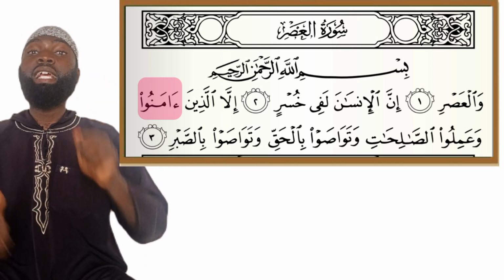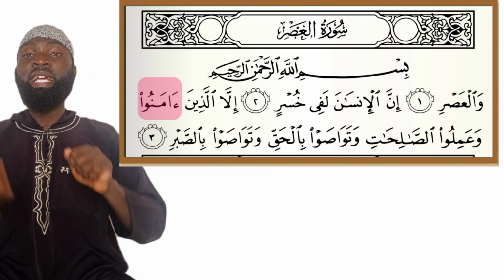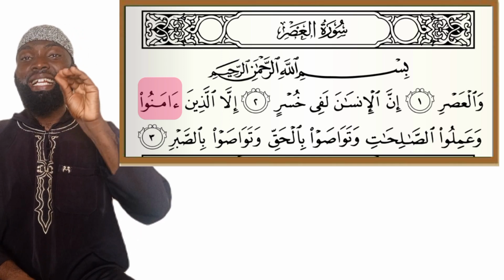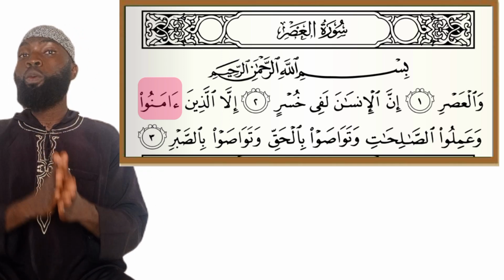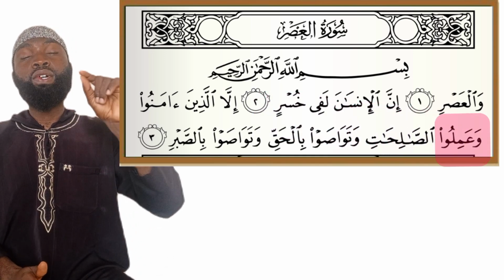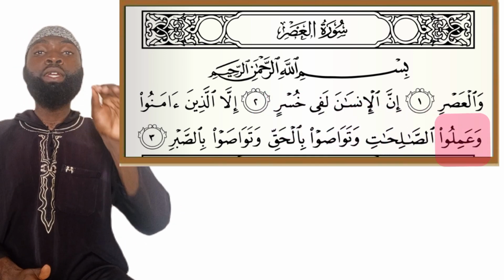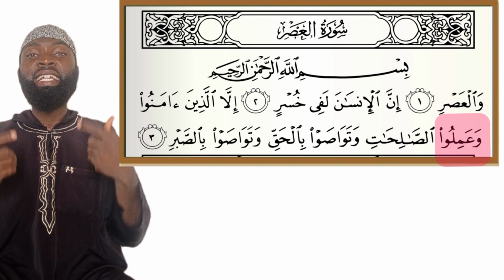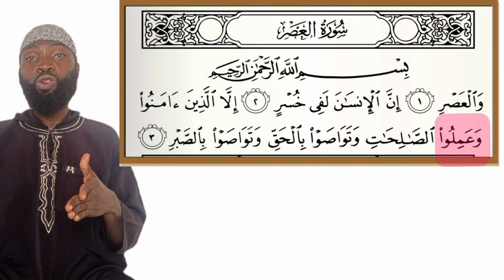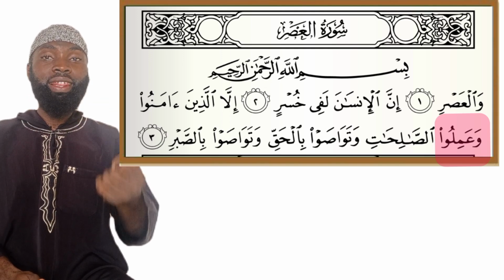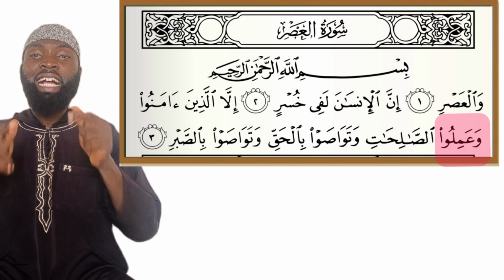Recall that he said innal insana lafi khusr, indeed mankind is in loss. So here he's saying that except for those who believe, those who believe are not in loss. Wa amilu salihati, the word wa amilu, wa means and, then amilu means they did, just like amanu, amilu, from amila, he did. Amilu, they did. Wa amilu, and they did.